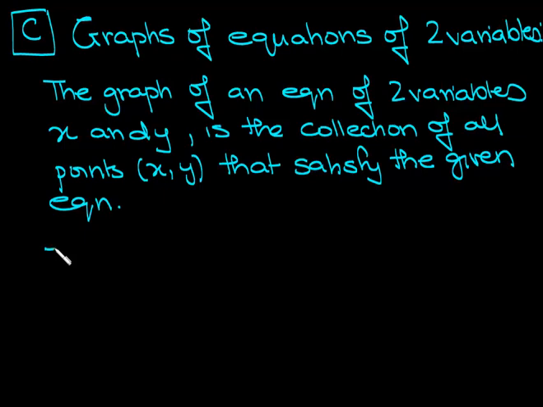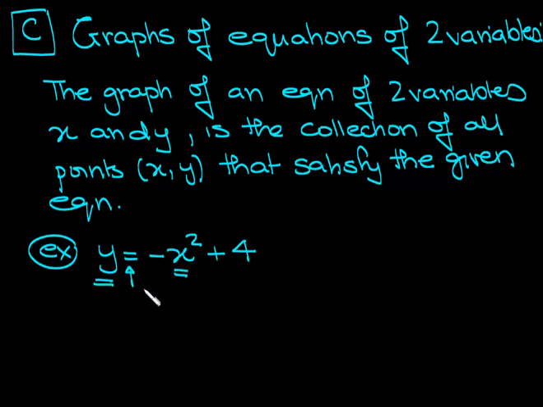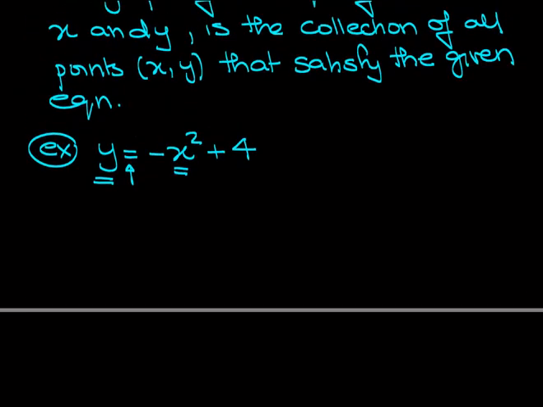Okay, so here's an example. Let's say I give you this: y is equal to minus x squared plus 4. This is an equation because it has an equality of two variables. Okay. Now, what does a graph of this look like? Well, all you have to do is find every point x and y. Every point has two values. Find every point x and y that satisfies this equation. That means that if I were to replace x and y with those values that I have, the two sides should be the same.